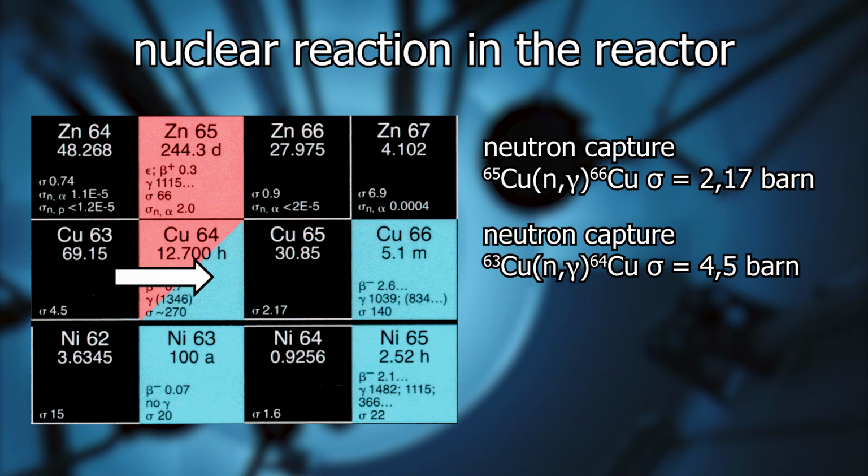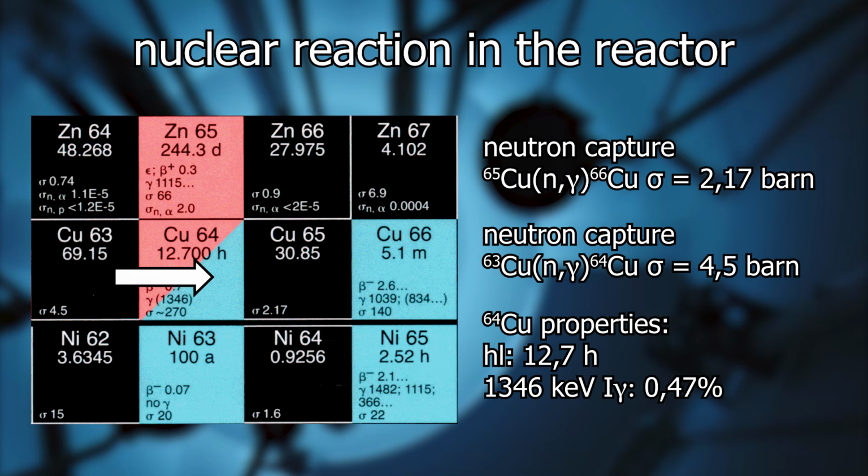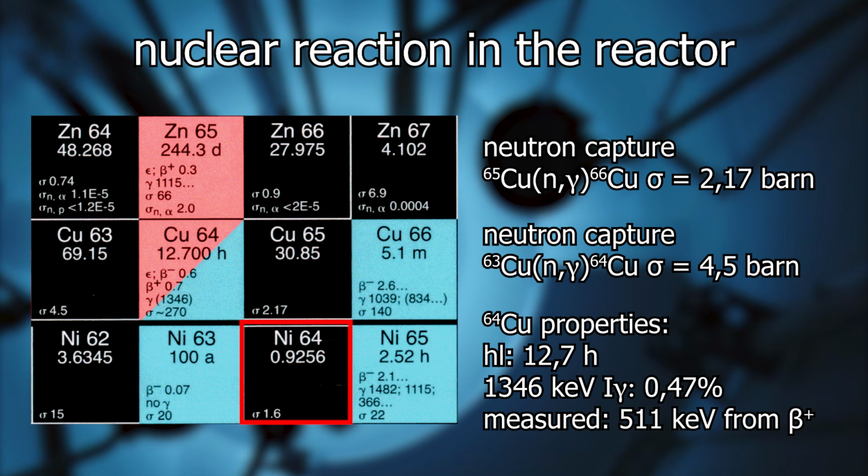Thanks to its half-life of 12.7 hours, we can see its 511 peak and the 1346 keV gamma rays very clearly, even after the decay time. The 1300 keV line has a probability of occurrence of just 0.47%. This originates from an excited nickel-64, which is the result of several different electron captures by a given copper nucleus. Copper-64 can do beta-minus, electron capture and beta-plus.